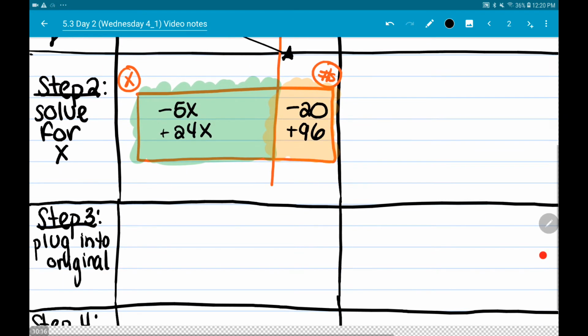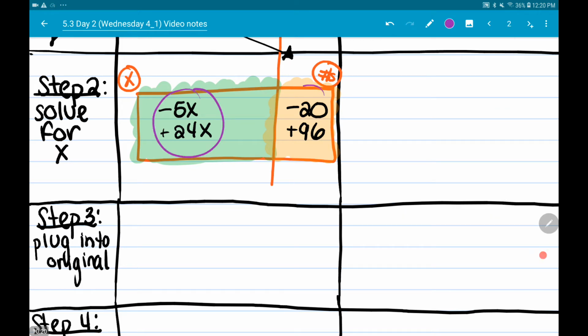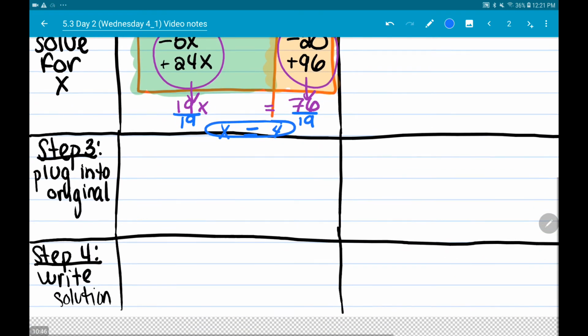All right, what is your next step? It is to combine like terms. Okay, I would like you to pause here and solve for x. All right, you should have gotten x is equal to 4.